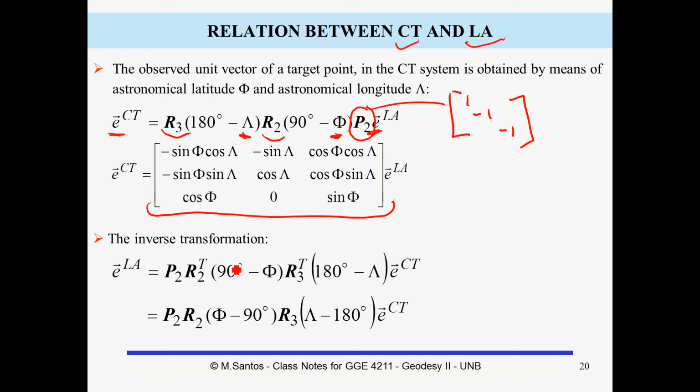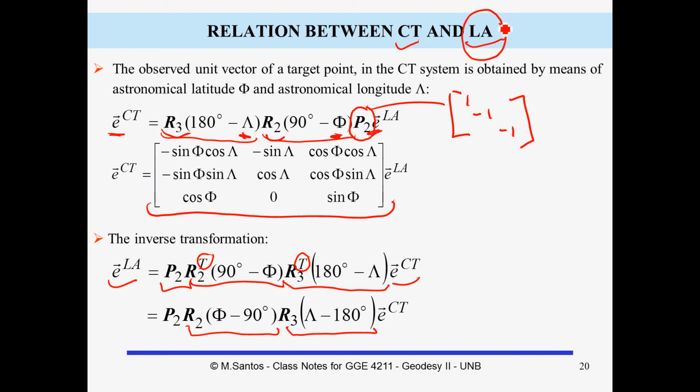And the inverse transformation is relatively simple because it's the opposite. So now we want to go from the CT to the LA, so we start by applying a rotation R3 transpose, which is the inverse of this, then rotation R2 transpose, then the P2 matrix, which transposed is the same thing. Now, by the properties of rotation matrices, we can write these in this way here. So it's the same thing. It's a simple relationship, and it's very important. So we can then relate the terrestrial observations that we take in the local astronomical system into the conventional terrestrial system.